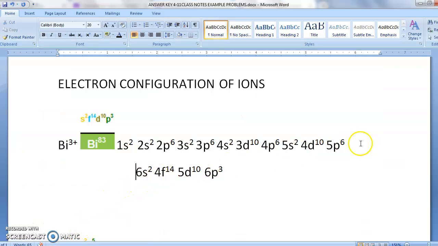Now I don't have any more room here, so I'm just going to put the 6s2 right there. And now I'm going to return. We know what's supposed to be the rest of the way. Let's verify that it's 4f14, 5d10, 6p3.